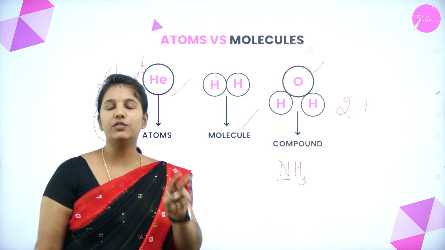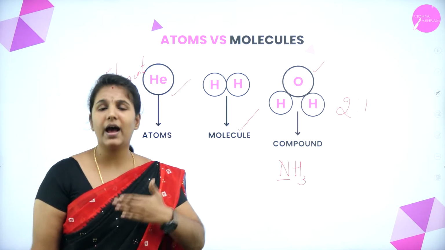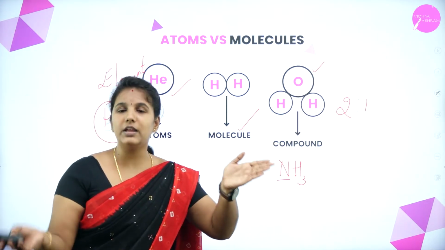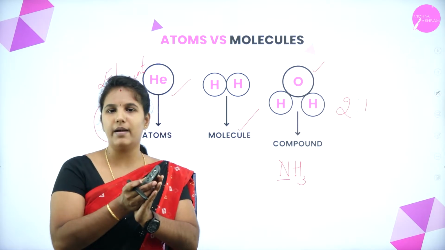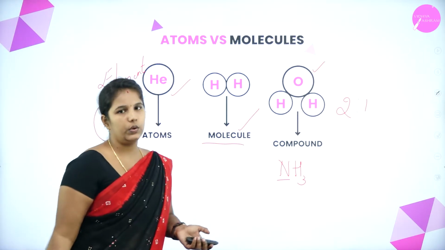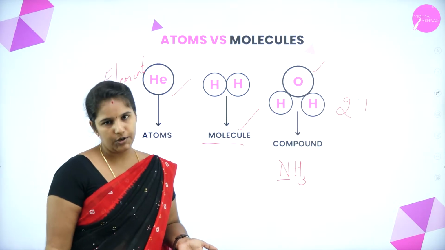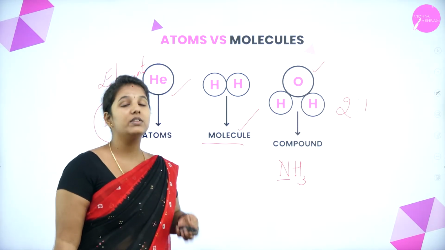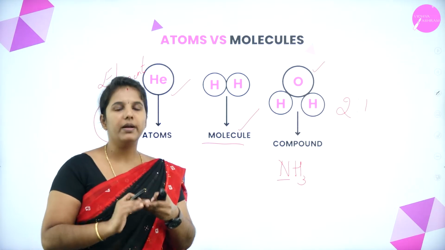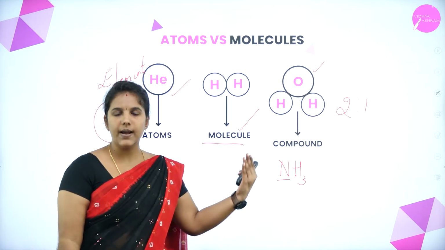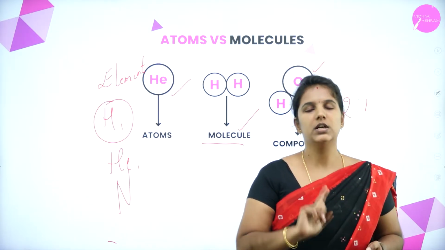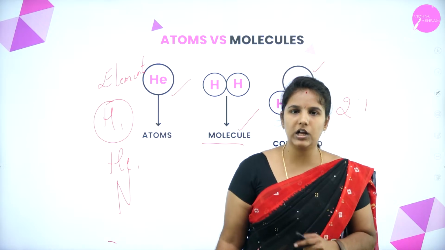If the atoms of a similar type, say hydrogen, hydrogen, say oxygen, oxygen, say nitrogen, nitrogen, if the atoms of the same element are combined, then we say it is a molecule. We cannot say it is an element. We say it by the word molecule. Atoms of the same element combine and form a molecule. Hope you all understood the definitions of the element, molecule, and also the compound.